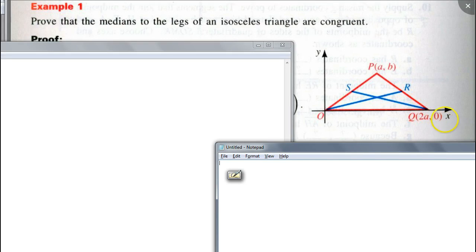And we talked about why this is 2A, right, guys? Remember? If I were to draw a vertical line through P, you know the distance from O to right down here, where this would be A, right? And so Q could be twice that, right? Does that make sense? All right, so let's do this, and let's do this proof.